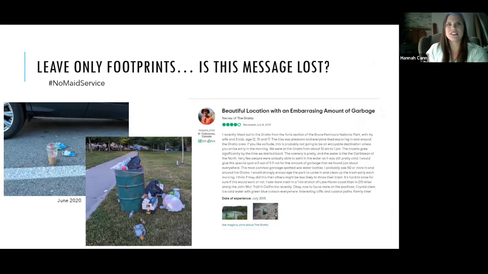So this concept of leave only footprints, take only pictures, is this message being lost? We see right now an immense amount of backlash from people, coastal communities that are experiencing this influx of new visitors that are coming now that shorelines are opening, but they're leaving massive amounts of garbage like this. This was seen in Goderich last weekend. And there's reviews on TripAdvisor from 2015 that talk about there being a lot of garbage left on the shorelines. So really enforcing this message of take only pictures, leave only footprints. There's no maid service out in nature.